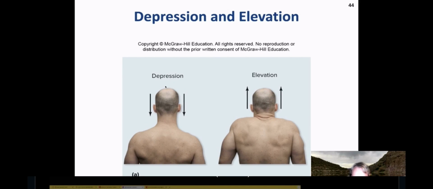Here we see scapular depression and scapular elevation. Notice that if we elevate first, we could depress a lot more. If we only are in anatomical position, you've only got about 10 degrees of depression.